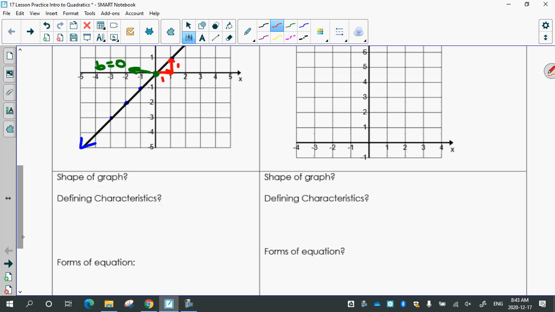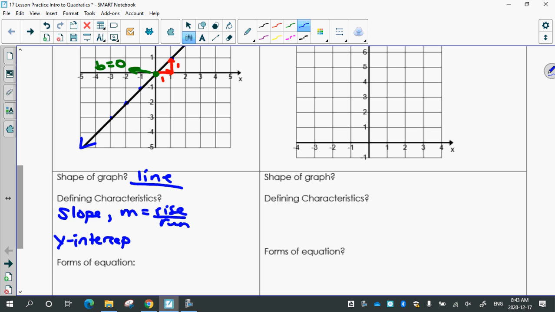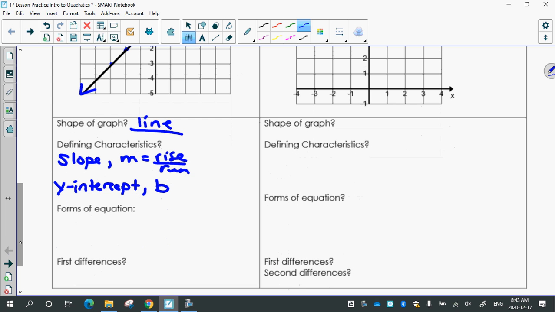Shape of the graph. So the shape of the graph is a line. Defining characteristics, we know that: slope, m, which is the rise over the run, and the y-intercept, b. I'll also have names like initial value, fixed part. Can go on and on.